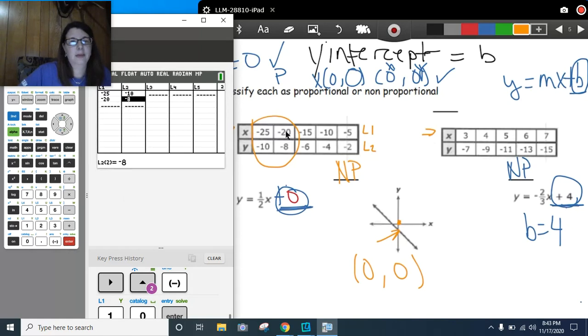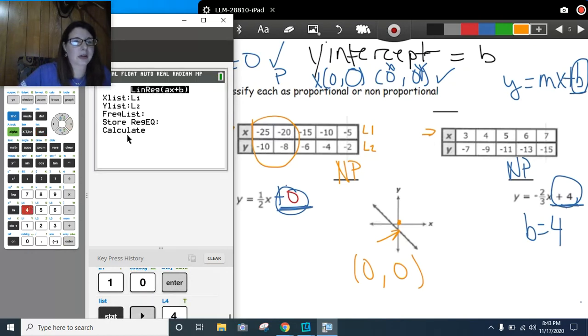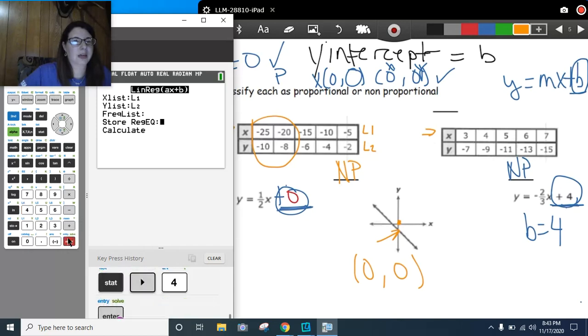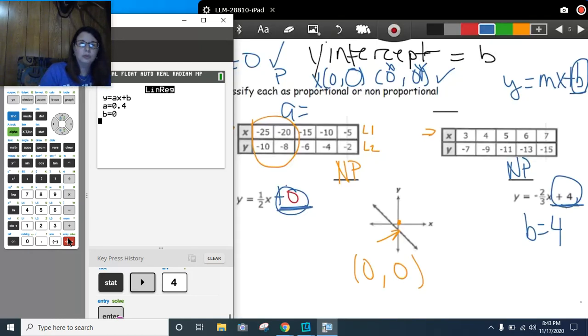So now that I've got my x's in L1 and my y's in L2, I'm going to hit stat again, scoot over to calc, and go down to 4. I need this calculate to be highlighted, and I hit enter. And I've got my A is equal to 0.4. My B is equal to 0. Well, if B is 0, then it is proportional.